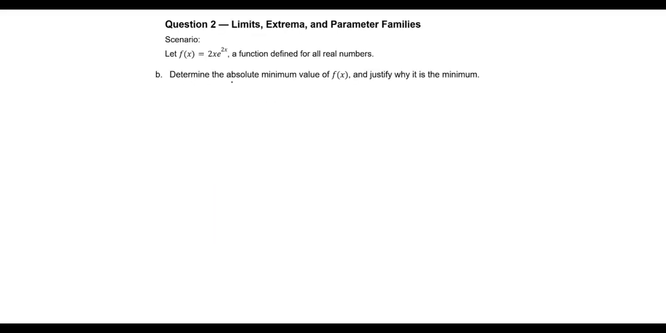Part B says determine the absolute minimum value of f of x and justify why it is the minimum. Well, anytime you're asked about minimums or maximums, probably the very first thing you're going to want to do is use the first derivative test, which is what we're going to do here.